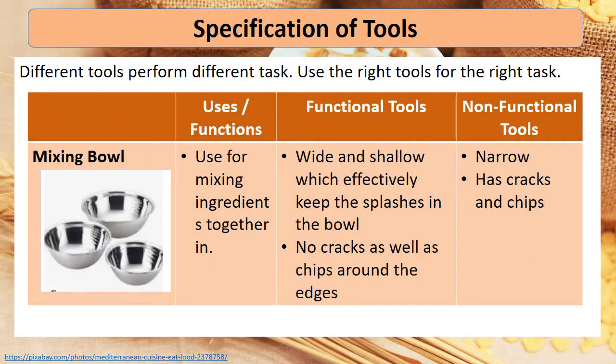Next is the mixing bowl. It is used for mixing ingredients together. It is functional if it is wide and shallow, which effectively keeps the splashes in the bowl, and has no cracks or chips around the edges. It is non-functional if it is narrow or has cracks and chips.